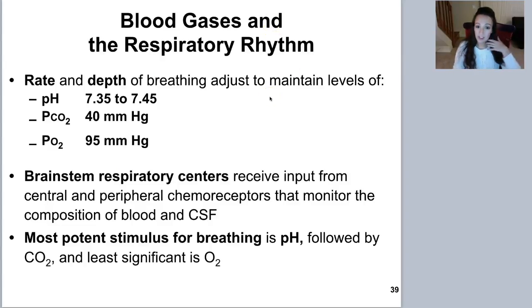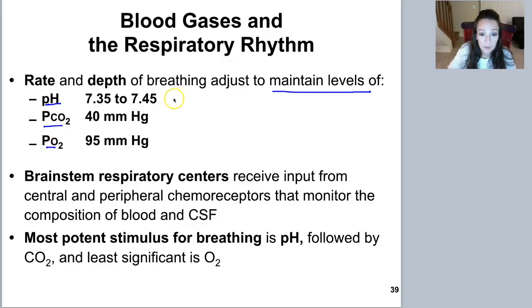All right, so the last section here is about blood gases and the respiratory rhythm, and then we're also going to talk a little bit about acid-base balance in this section. So first thing that I want you guys to know is, do you remember the respiratory centers in the brain, the VRG, ventral respiratory group, the DRG, dorsal respiratory group, and PRG, pontine respiratory group? They are the regions in our brainstem that are regulating our breathing rate and depth. The DRG does this to maintain levels of these three chemicals right here.